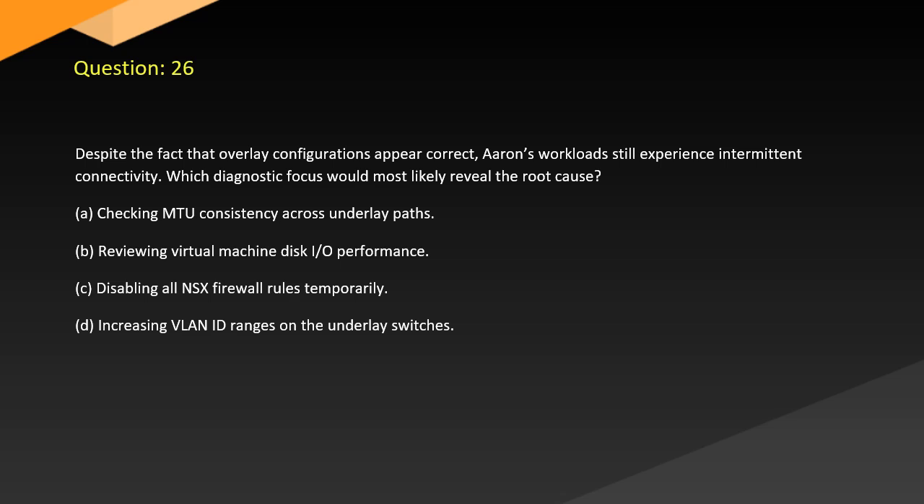A. Checking MTU consistency across underlay paths. B. Reviewing virtual machine disk I/O performance. C. Disabling NSX firewall rules temporarily. D. Increasing VLAN ID ranges on the underlay switches.